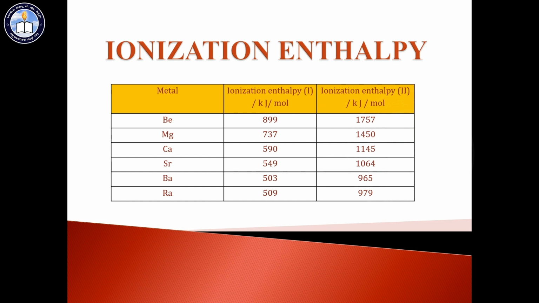The second ionization enthalpies of alkaline earth metals are smaller than those of the corresponding alkali metals. This is because by losing an additional electron, these elements attain the stable octet, that is noble gas configuration, and therefore they have ready tendency to lose electron.